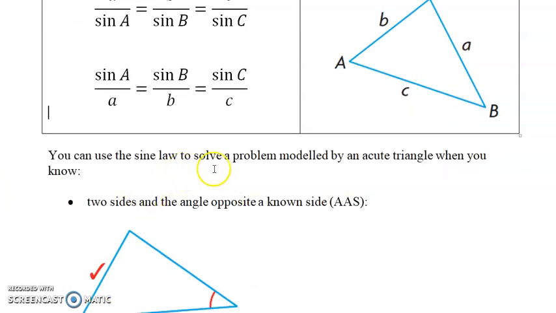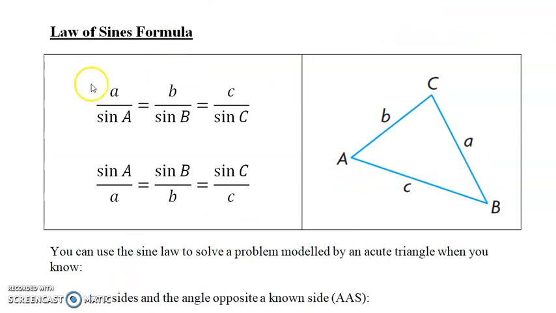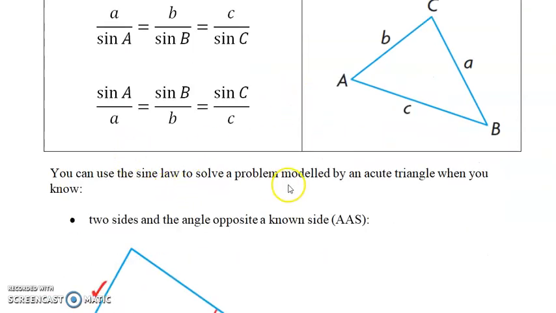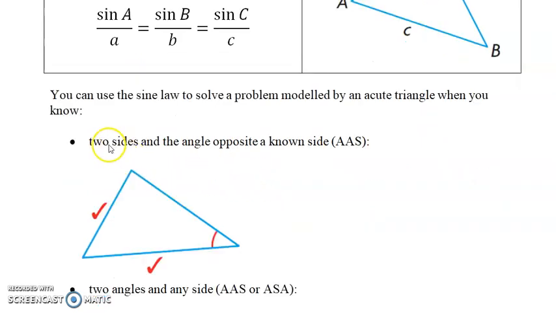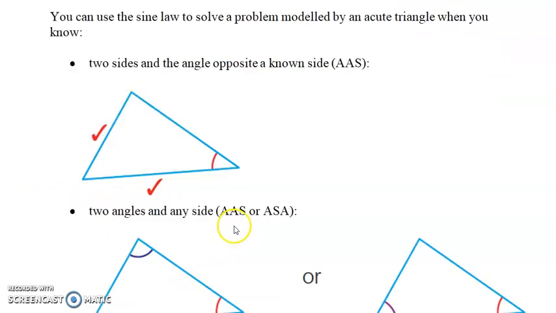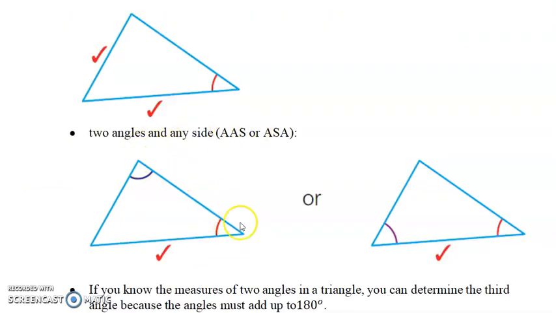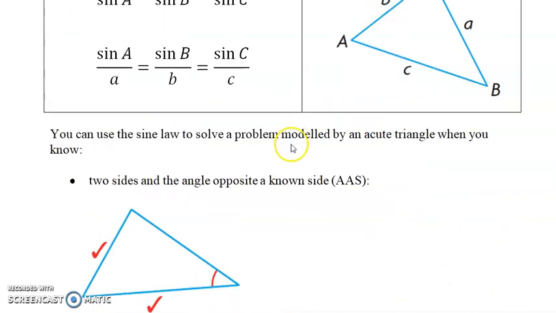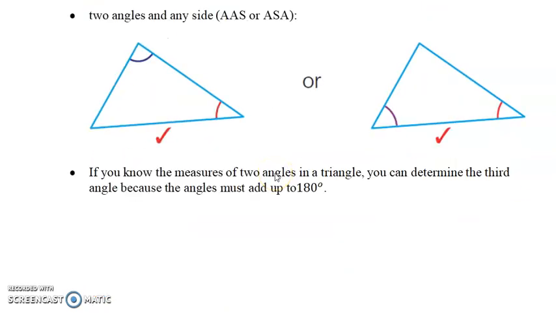You can use the sine law to solve a problem modeled by an acute triangle when you know the following. So you can use this law of sines formula in these scenarios. When you know 2 sides and the angle opposite one of those sides. So for example, we know these 2 sides and an angle opposite one of them, then you can use the sine law. And if you know 2 angles and an adjacent side, you can also use that as well. Or if you know 2 angles and a side in the middle, you can use the law of sines formula for an acute triangle. Okay?